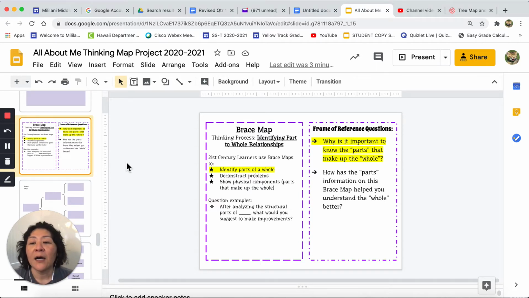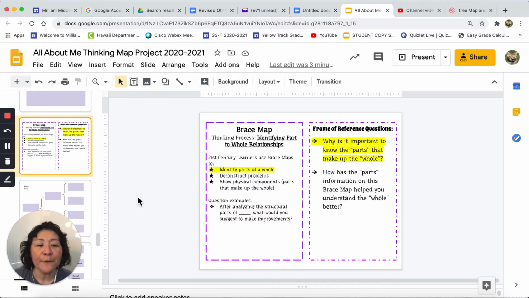So this slide talks about what the brace map is. The thinking process that's involved in a brace map is identifying part-to-whole relationships. So 21st century learners use brace maps to identify parts of a whole, deconstruct problems, and show physical components, which are parts that make up the whole. Some question examples might be, after analyzing the structural parts of blank, what would you suggest to make improvements?